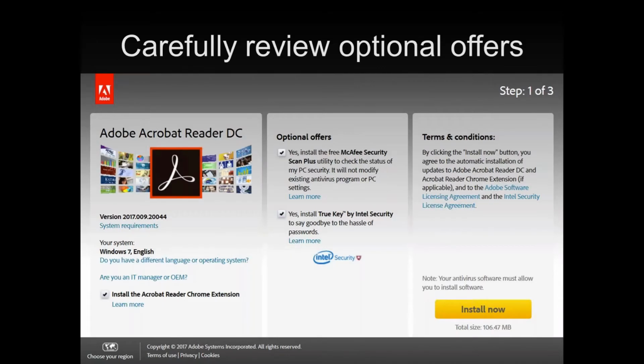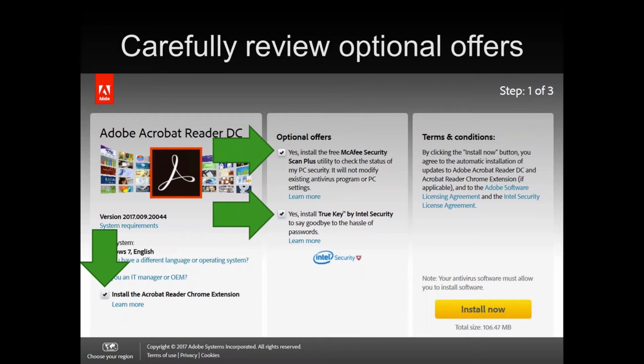So I wanted to just cover a couple of quick steps as you're following the instructions at Adobe to download Adobe Acrobat Reader DC. We encourage you to carefully review these additional offers that they offer you. They offer to install an extension on your web browser. That is not required. We encourage you to uncheck any of those boxes. Also, optional offers like installing McAfee Security Scan or Intel TrueKey. You make your own decision about whether that's right for you.